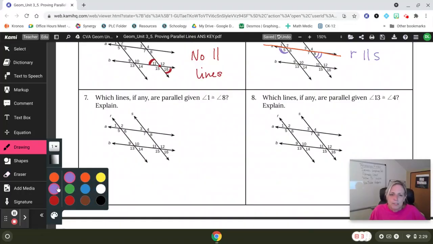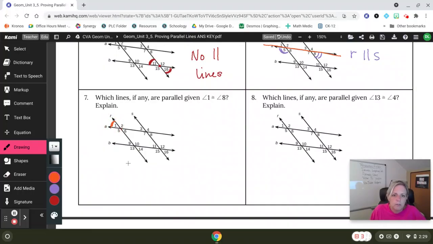Okay. Number 7 says angle 1 is congruent to angle 8. So angle 1 is up here and angle 8 is down here. Okay, so we'll find our transversal is line A again. A is a popular line. And we know that 1 and 8 are alternate exterior angles, which should be congruent, and that's what they tell us. So we know again that R is parallel to S.